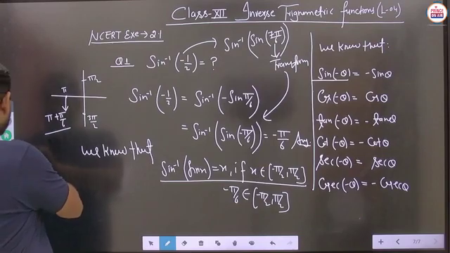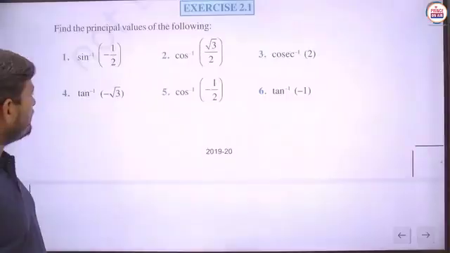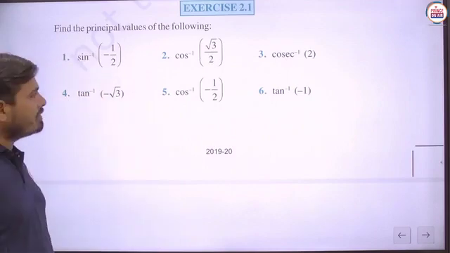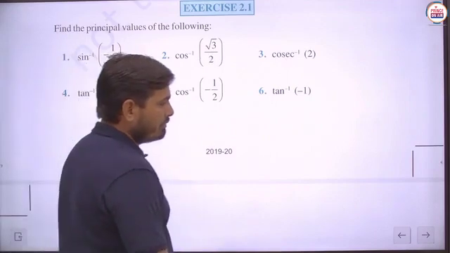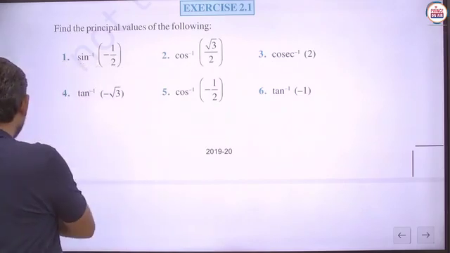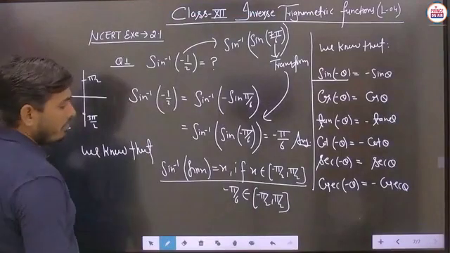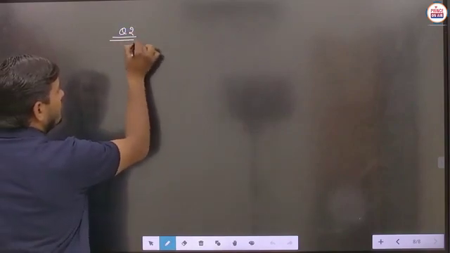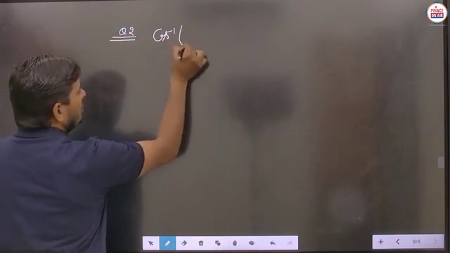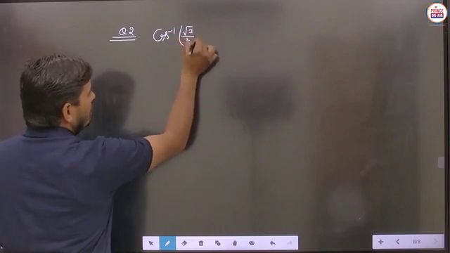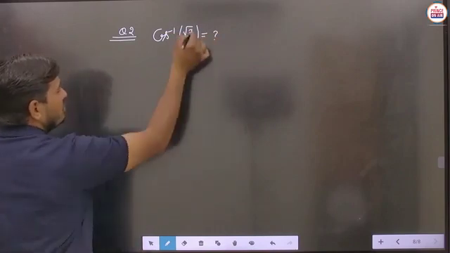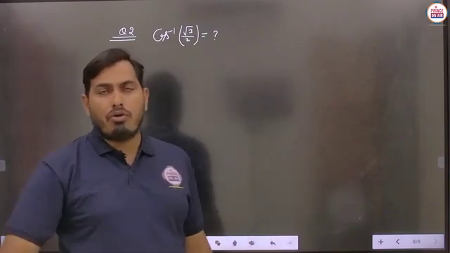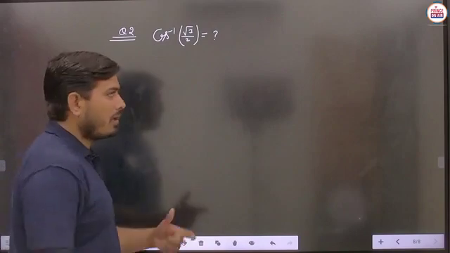In this question number 2, you can see cos inverse of root 3 by 2. We have to calculate the principal value of cos inverse of root 3 by 2. A very simple question. So in this second question, we have to find the principal value of cos inverse of root 3 by 2. Again there should be no problem, because you know very well the corresponding value of root 3 by 2 for the angle: cos 30 degree or cos pi by 6.